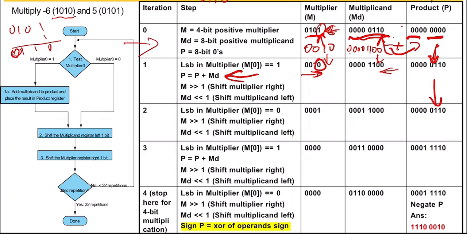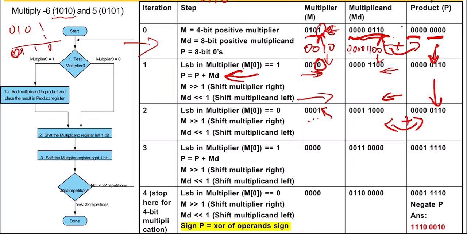You're going to shift your multiplicand to the left, and you shift your multiplier to the right. So now we have 0, 0, 0, 1. And here, since we shifted to the left, we have 0, 0, 1, 1, 0, 0. Again, what is the value of our least significant bit? It is 1. Since it is 1, what are we going to do? We're going to add our multiplicand and our product.